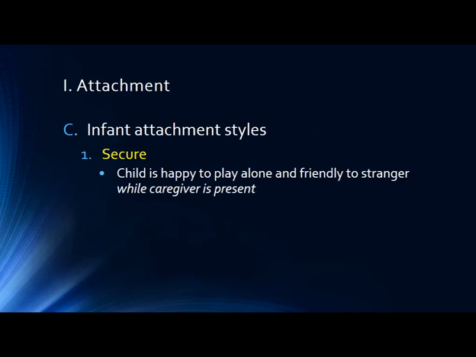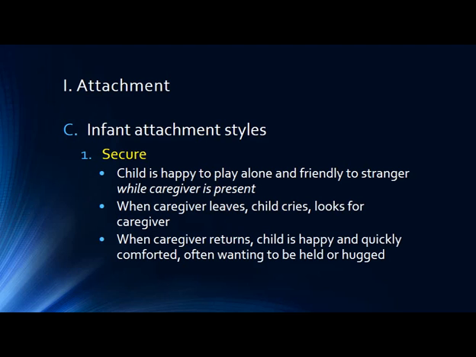So a secure child is one who is happy to play alone and friendly to the stranger while the caregiver is there. So a very securely attached child, as long as mom or dad or the primary caregiver is there, they're happy playing and doing whatever. Because they feel secure: mom or dad are here, I'll be fine. When the caregiver leaves, they'll cry and they'll be constantly looking for them to come back. Then when they return, the child's happy, quickly comforted, and they usually want to be held or hugged. They want to be comforted.